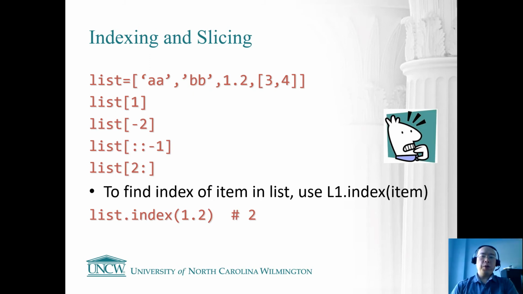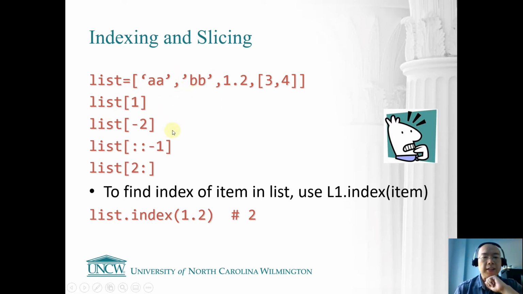Okay, let's continue and see a couple more examples. Say we have this list with AA, BB, 1.2, and the last one will be a sublist with the 3 and 4. And if we want to get the list item with the index 1, what are we going to get? We should get BB, right?